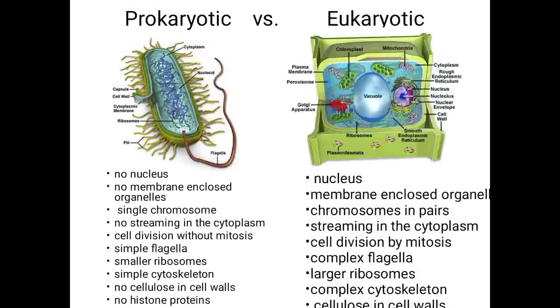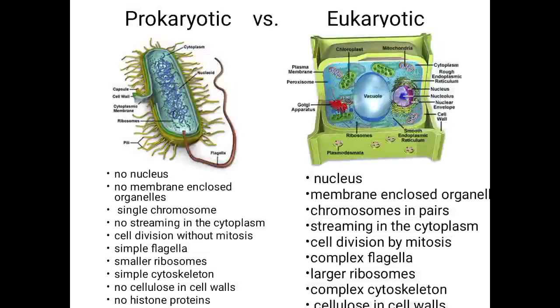No streaming in the cytoplasm in prokaryotes, streaming in the cytoplasm in eukaryotes. Cell division without mitosis, cell division by mitosis. So prokaryotic cells do not divide. The whole organism will divide and multiply. But in eukaryotic organisms, cell division takes place to give a number of cells, daughter cells.